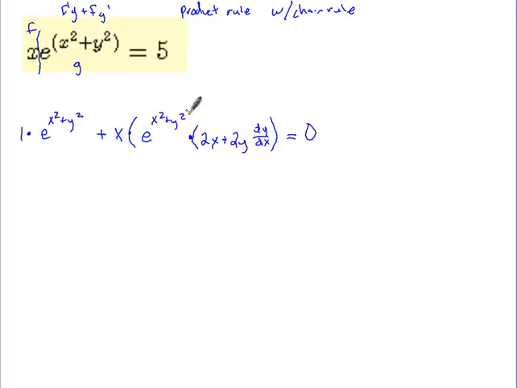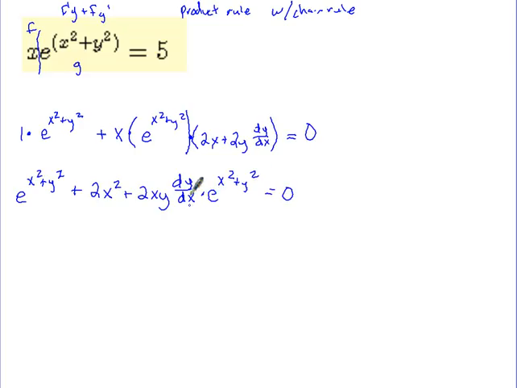I want you to see this, normally we put this up front. There's an x here. So you see that I can technically distribute this x to this. So I would have an e to the x squared plus y squared plus 2x squared plus 2xy dy dx e to the x squared plus y squared equals 0. Okay? So I need this dy dx by itself. So how on earth could I do that?